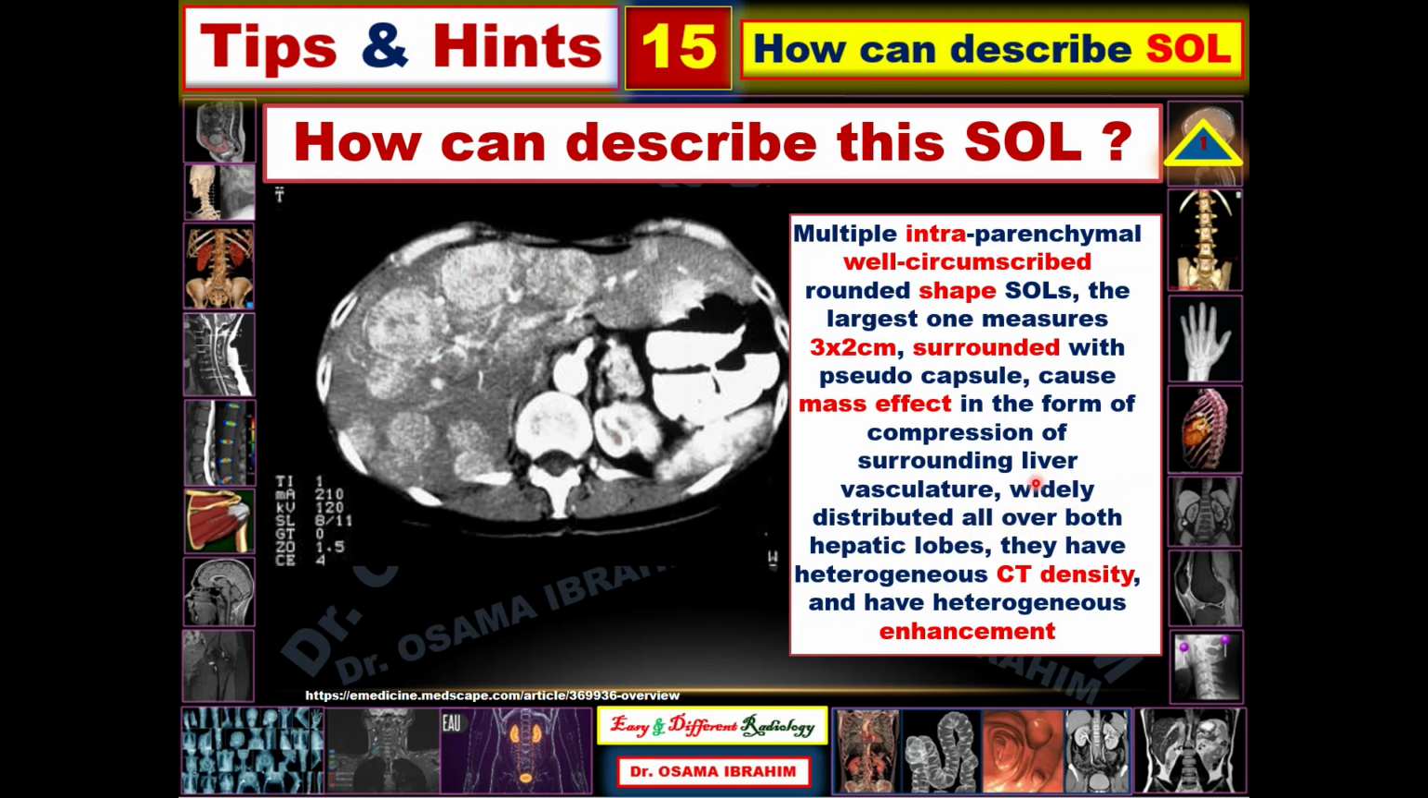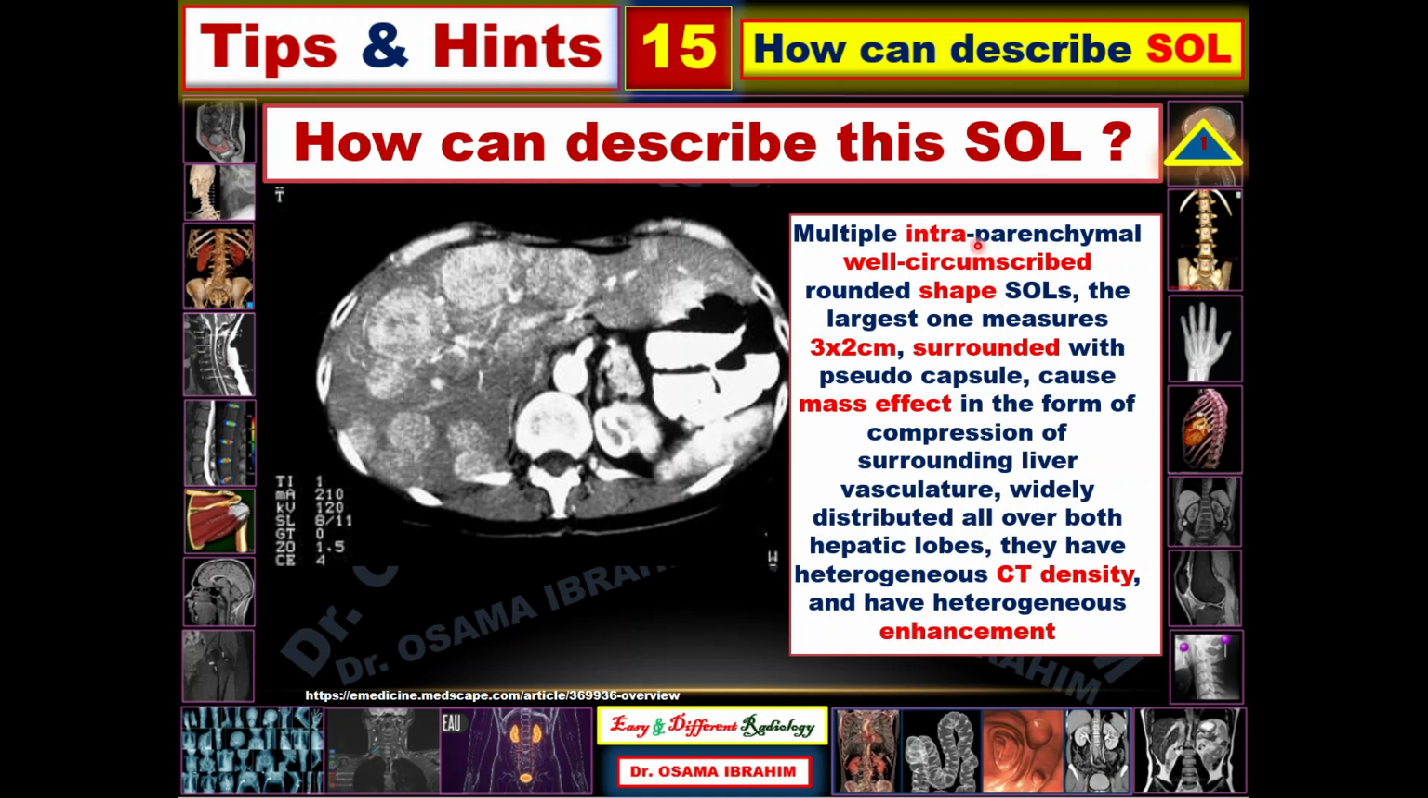And the site of the lesions is widely distributed all over both hepatic lobes, right and left lobes, or according to the site of the lesions, you can mention it in your comment. They have heterogeneous CT density. This is the signal in MRI, and the equivalent of signal is density in CT. So heterogeneous CT density as an example, and don't forget the enhancement as the 2 extra.